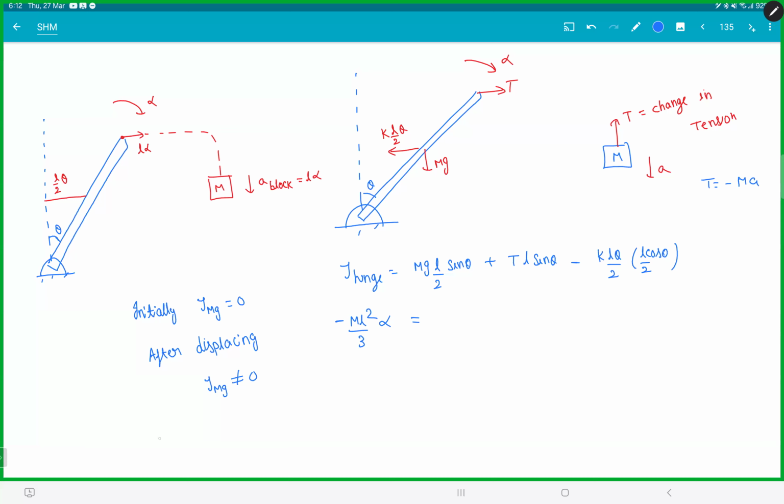Now for small angles, sine theta is theta and cos theta becomes 1. This is mgl by 2 theta. But what is tension here? Ma. That will be ml alpha, L into theta, KL square by 4 theta. Bring alpha to one side.